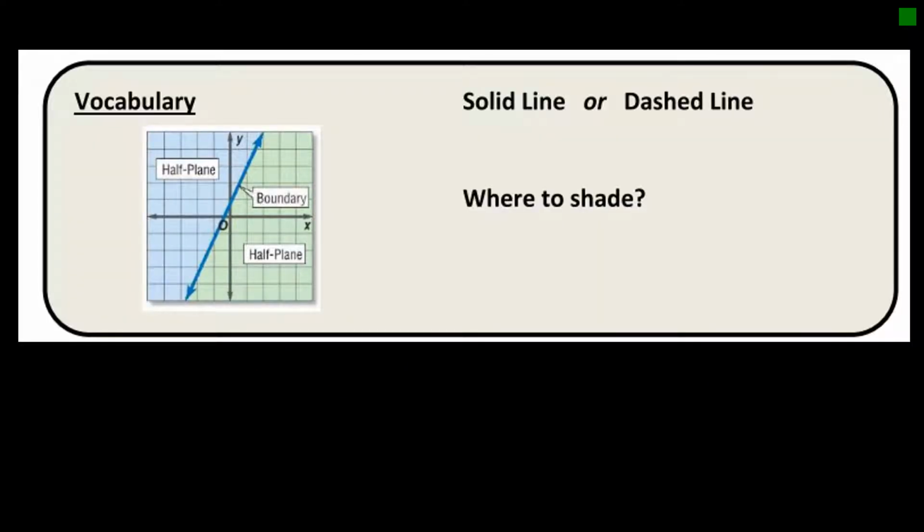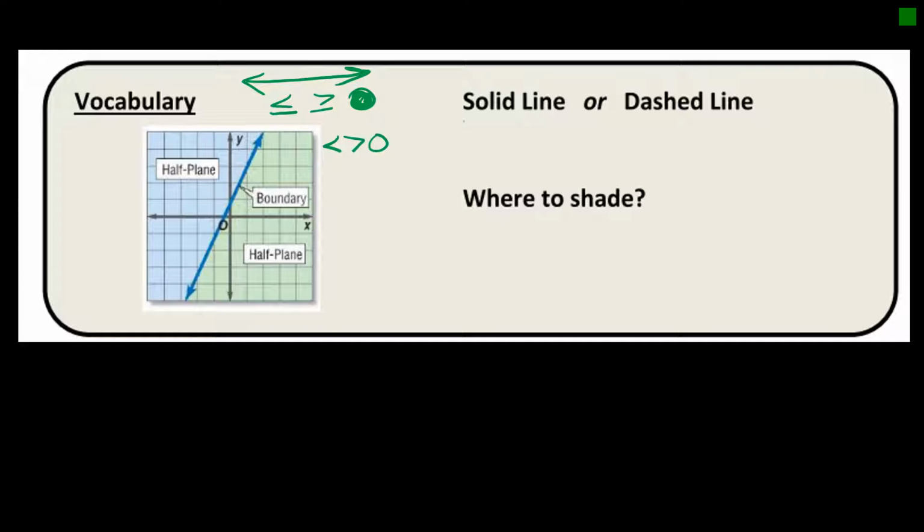Now, when you're graphing these, how do you know if it's solid line or dashed line? Well, when we graphed inequalities on the number line, if it were less than or equal to or greater than or equal to, you knew it had to be a circle that was filled in. If it were just less than or greater than, it was just a circle. Well, it's similar to this.